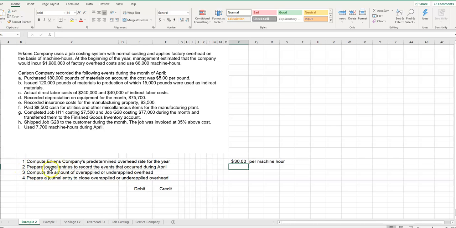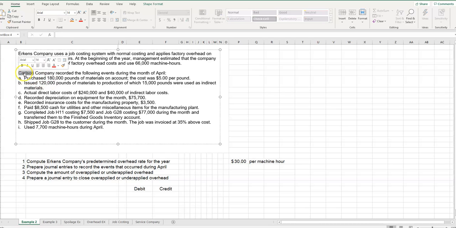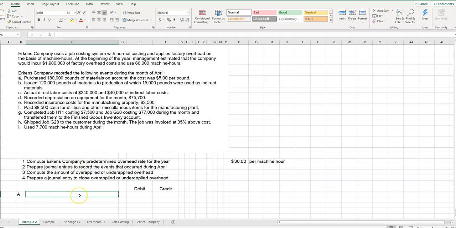The second thing this problem asks us to do is to prepare journal entries to record the events that occurred during the month of April. So we have an example of things that occurred during the month of April. This typo is actually in the textbook. The wrong company. So A, we purchased 180,000 pounds of material on account. The cost was $5 per pound. So when we're going to journal that, we're going to record that we received materials and we now owe on an accounts payable.